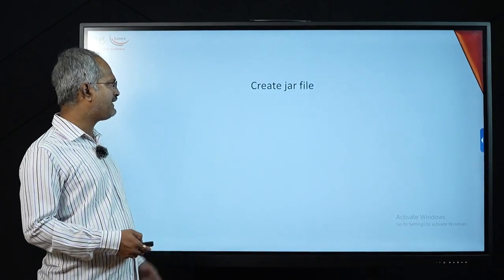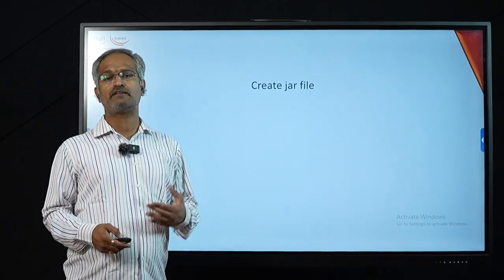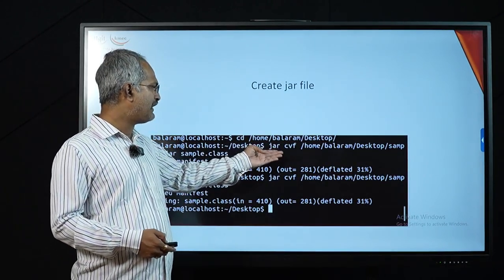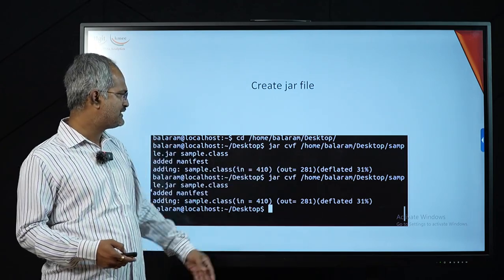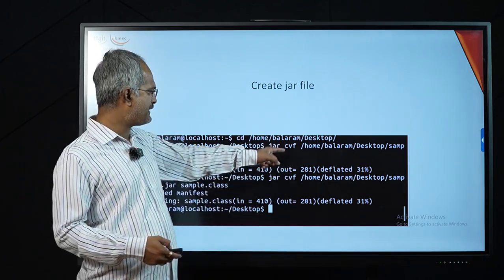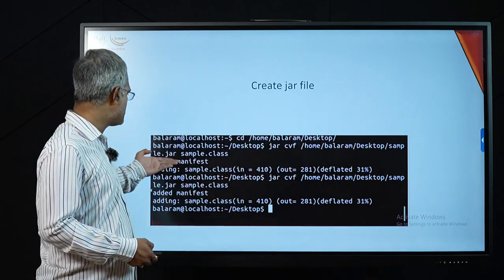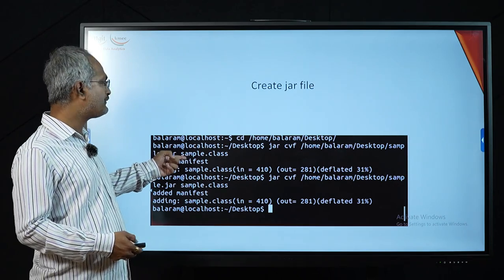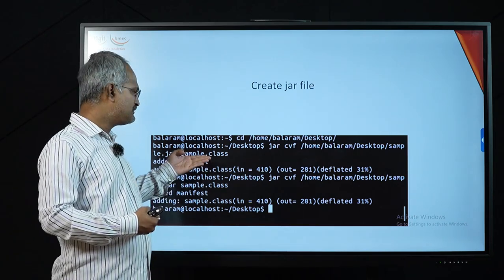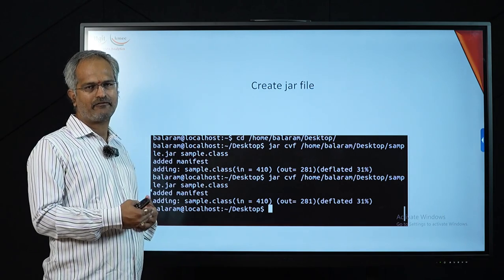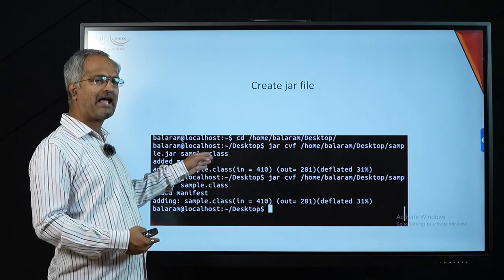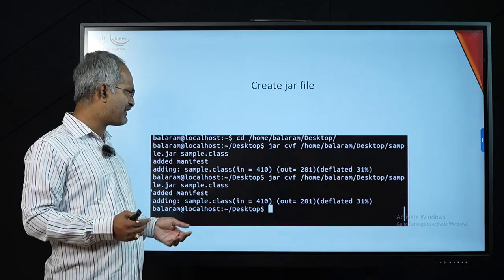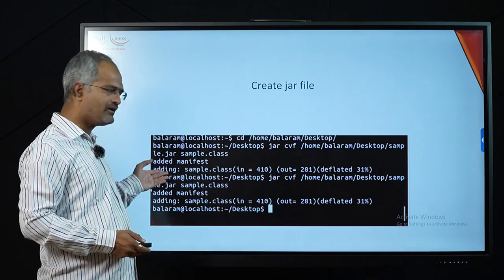The next step is to create the jar file. For that we have to use the jar command, jar cvf. These are the options: create, verbose, and file. We are mentioning the file, that is the sample.jar we have to create, and we have to add the class files, whatever class files or jar files are available, as a package. We can create a complete package by creating the jar file. So we are creating a jar file here.